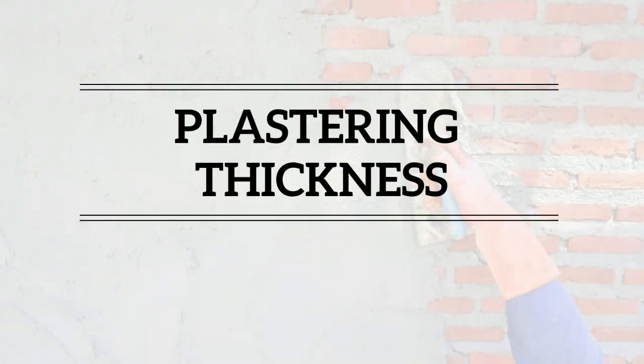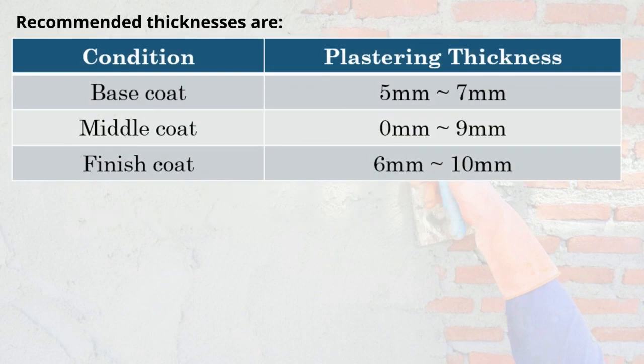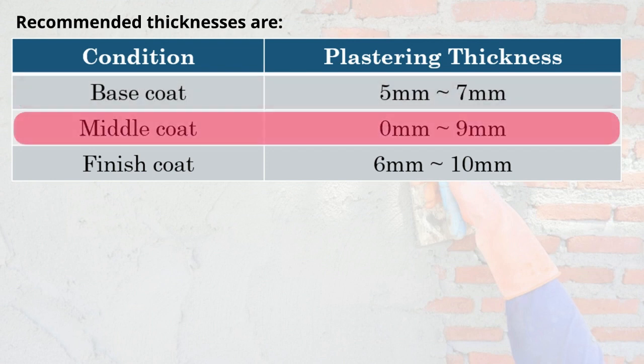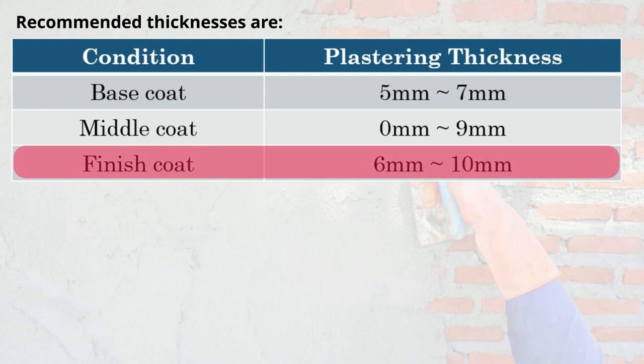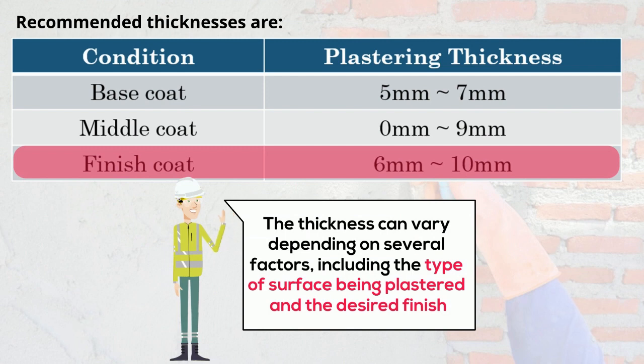Plastering thickness. Plastering thickness refers to the amount of plaster applied to a surface during the plastering process. Recommended thicknesses for the base coat is 5 mm to 7 mm. Middle coat is 0 mm to 9 mm. Finish coat is 6 mm to 10 mm. The thickness can vary depending on several factors, including the type of surface being plastered and the desired finish.